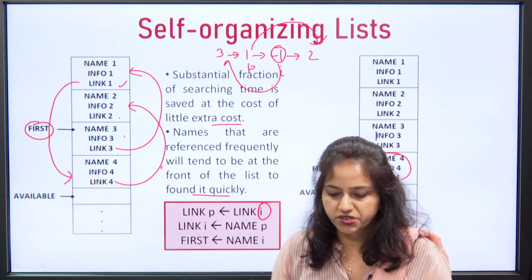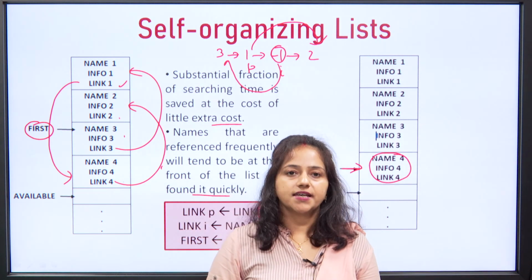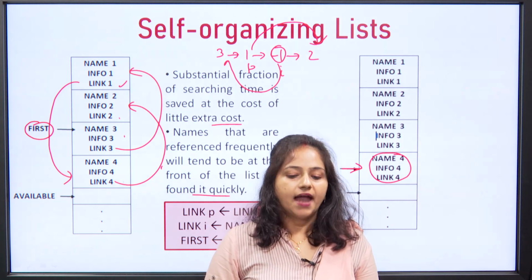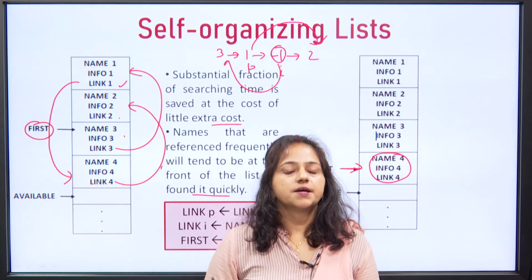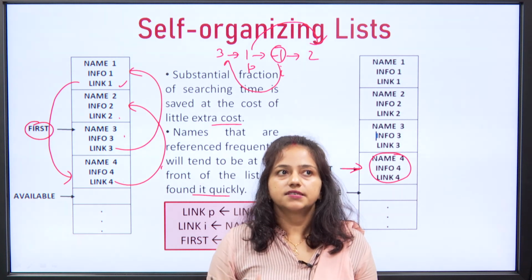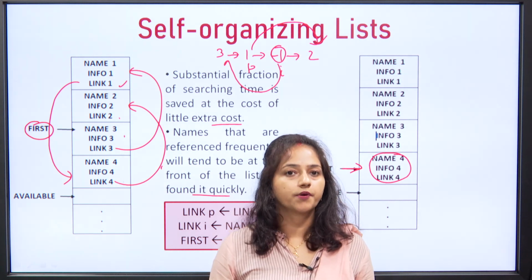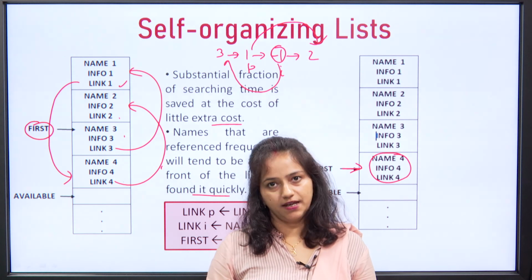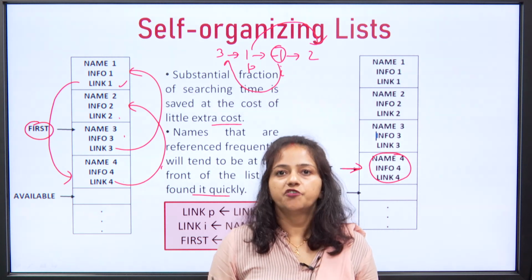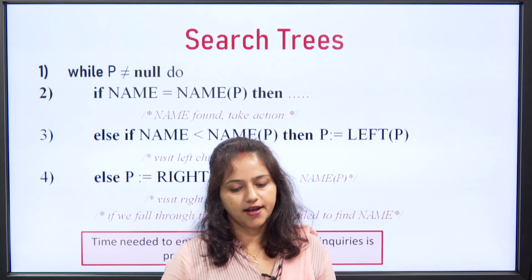So, this is about the self organizing list, where we attach one extra field, that is link, and it is helping us to reduce the searching time. Next time, suppose we have some set of elements that are frequently used in a big program, then that set of elements can be kept at the beginning of the list. So, the searching time for those particular items can be reduced. So, this is about the self organizing list.